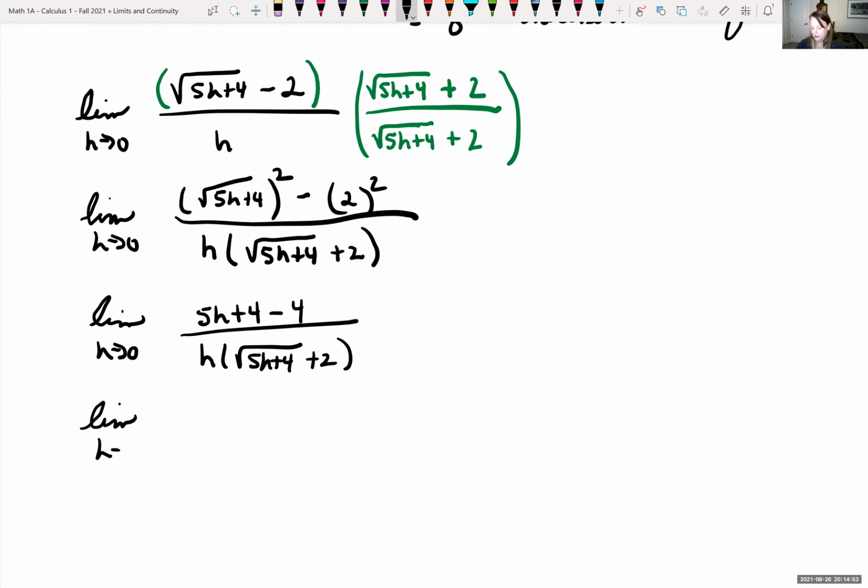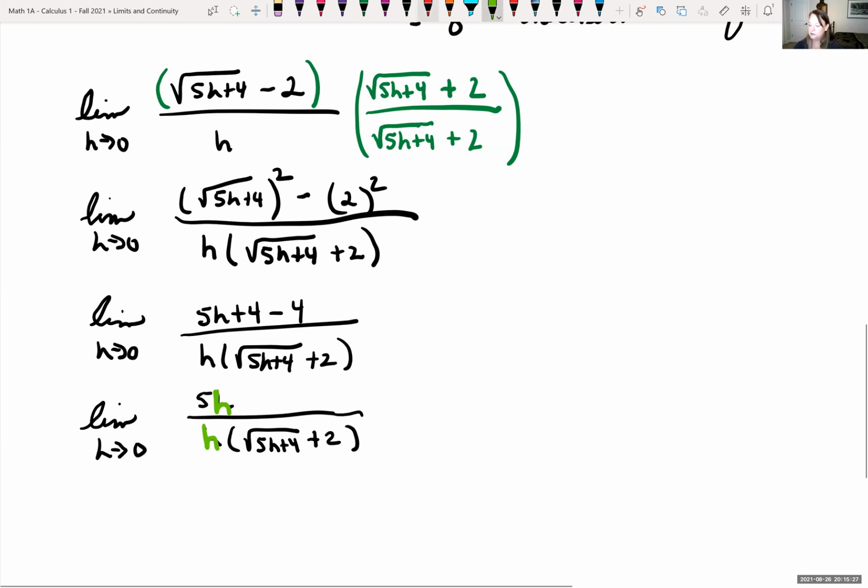So notice we have like terms in the numerator, 4 minus 4, so that cancels. And we have 5h all over h times square root of 5h plus 4, and then outside of the radical plus 2 in parentheses. So technically, if I did direct substitution right now, I would still get 0 over 0. But notice that my numerator has h as a factor and my denominator has h as a factor. And so those we can cancel with one another.